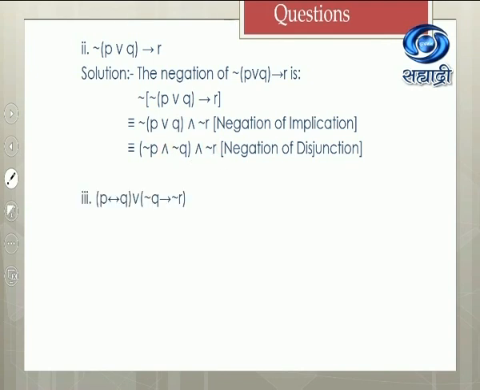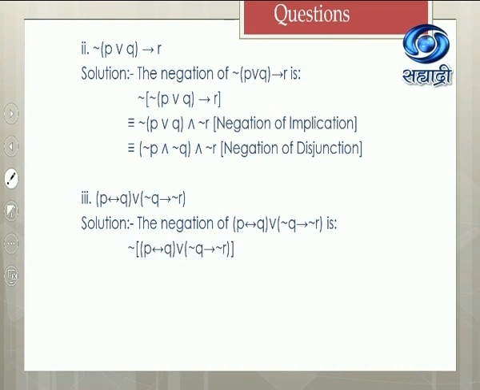So this is done. Next statement is P if and only if Q, or Q, negation of Q implies negation R. Negation of it will be, put a negation outside the entire bracket. So we get negation of P implies Q or will become and, negation of Q implies negation R.